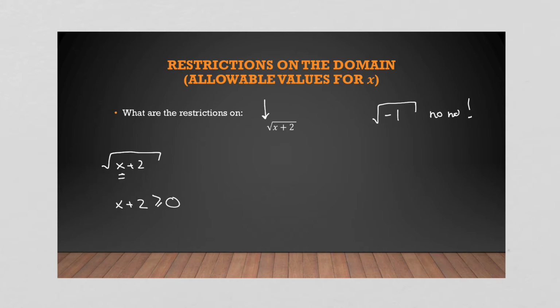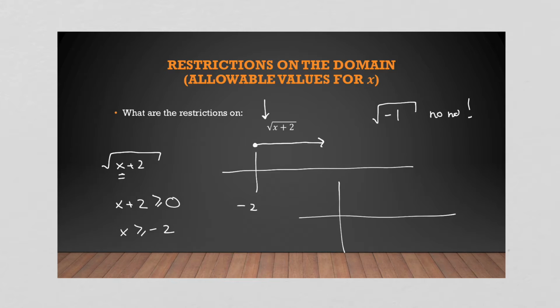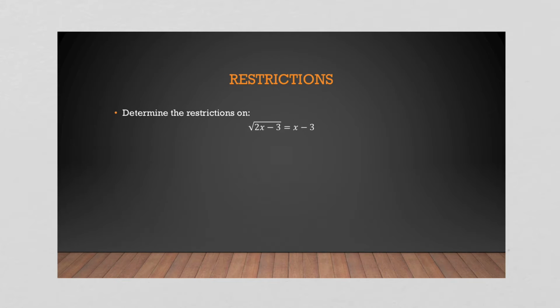So solve that. Subtract 2 on both sides. x has to be greater than or equal to negative 2. If you consider that on a number line, if this is negative 2, this answer is allowed, and so is anything going that way. If you think about that graphically, which you'll see in grade 12, your graph will exist at negative 2 and in that direction only, because it can't exist over here, because x is not allowed to be negative. So that is what it means to be a domain restriction. All of these will have domain restrictions.